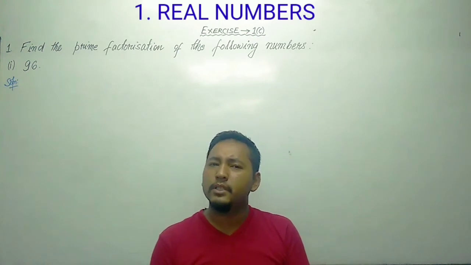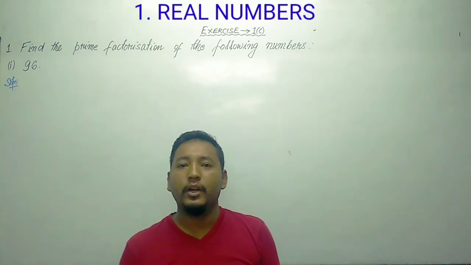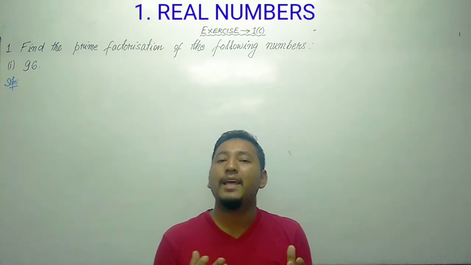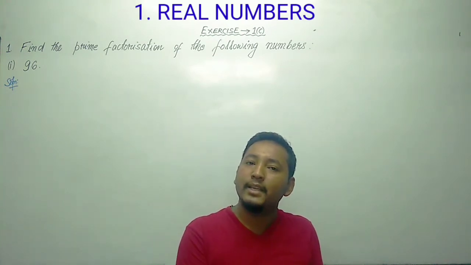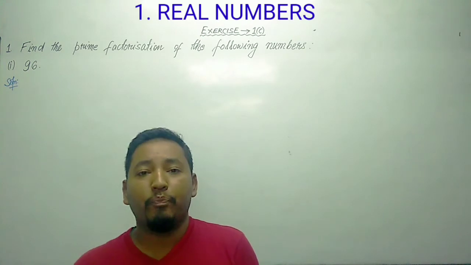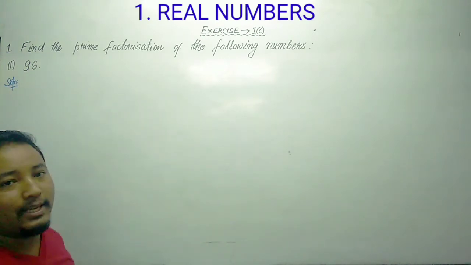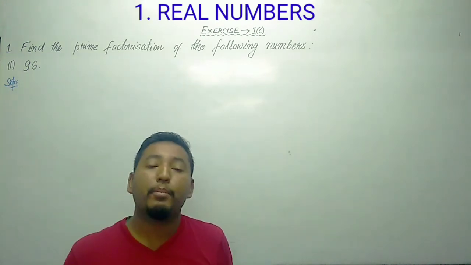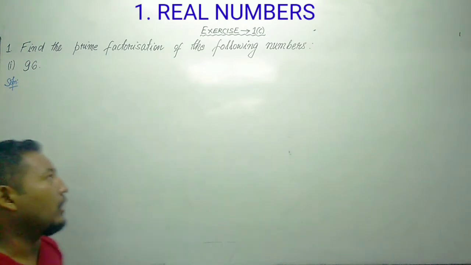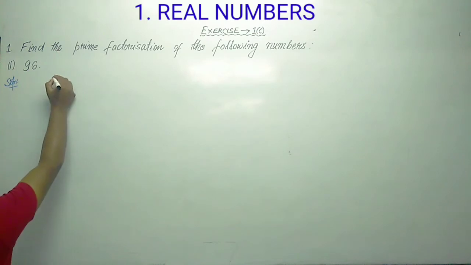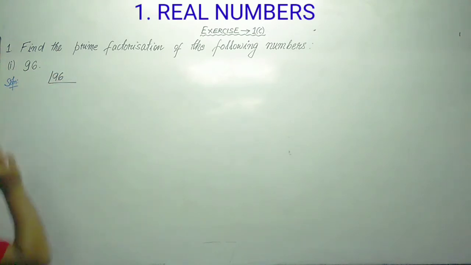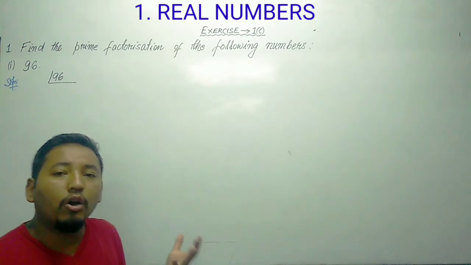Now what are prime numbers? It is very easy for all of us, is not it? A prime number is that number which has only two factors. And what are they? The number itself and 1. Now, you have to convert this 96 into prime factors. Now, how to convert 96 into prime factors? Very simple method. Let us do it this way. This method is known to all of us, is not it?